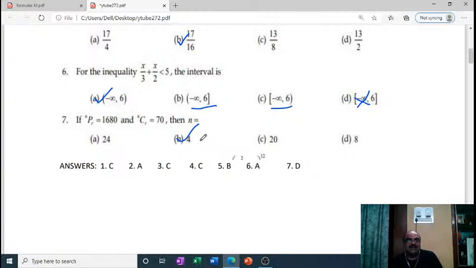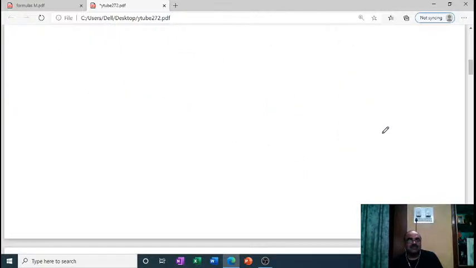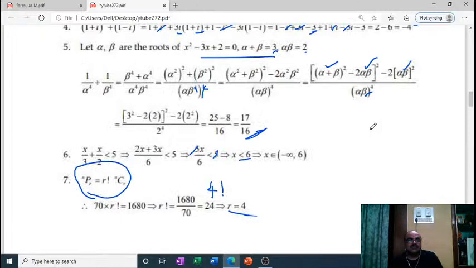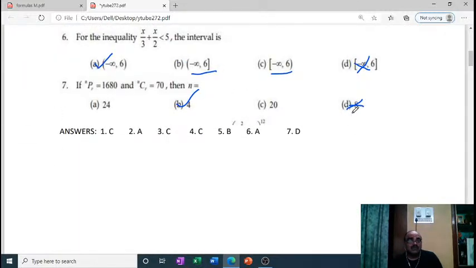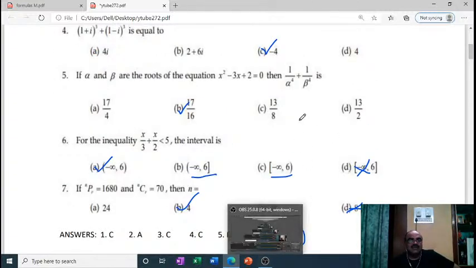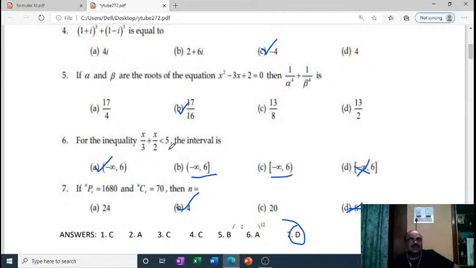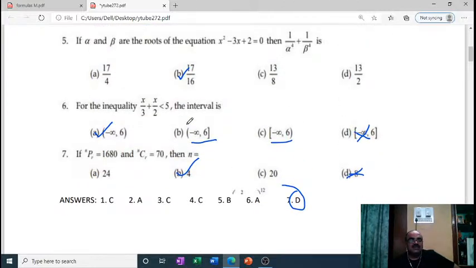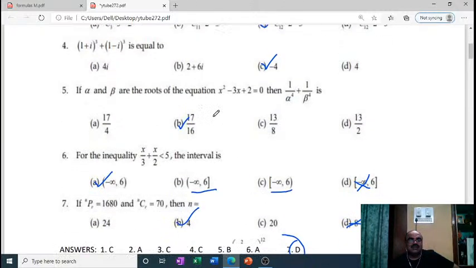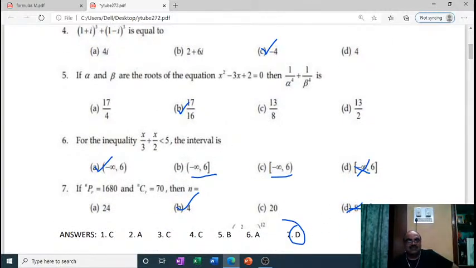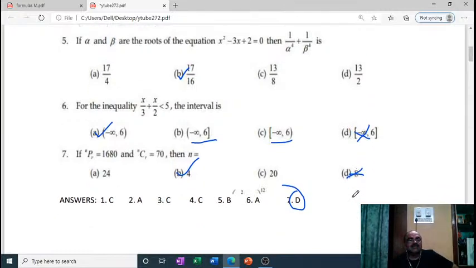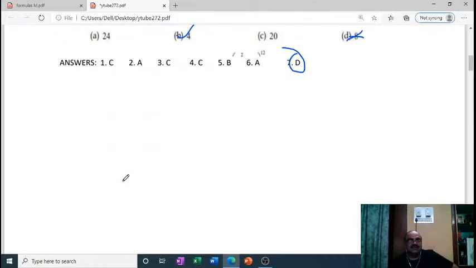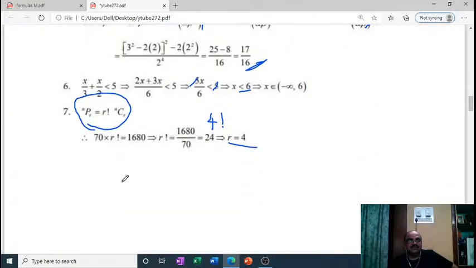Answer is 7D. Oh, see, they have given the wrong answer. You need to be careful. This is wrong. 6a, 5b, 4c, 3c, 2a, 1b, 1c. This is the only one which they have given as wrong. You can also verify it once. If you have any mistakes, that can be checked out.